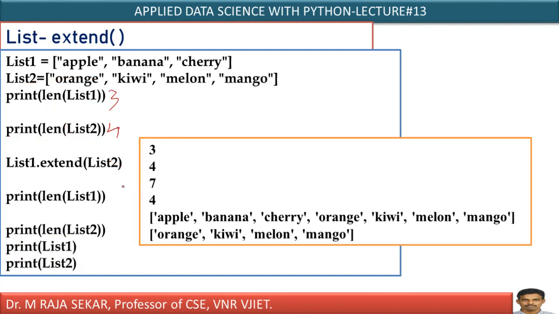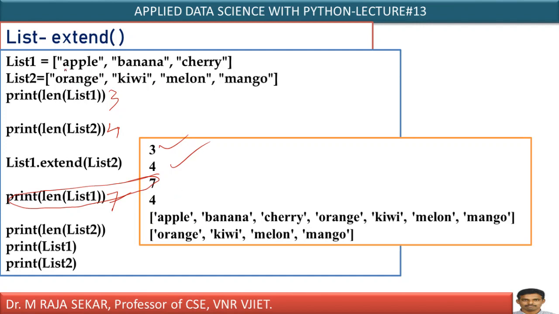Just remember, this length is 3 and this length is 4. Now list 1 dot extend list 2. Earlier we were using append. Now extend. Extend means what? What is print len of list 1? Just see, this is 3 over, this is 4. Print len of list 1 means this will become 7. What is the reason? If you extend, what happens? Each element will be added, orange, kiwi as single elements.